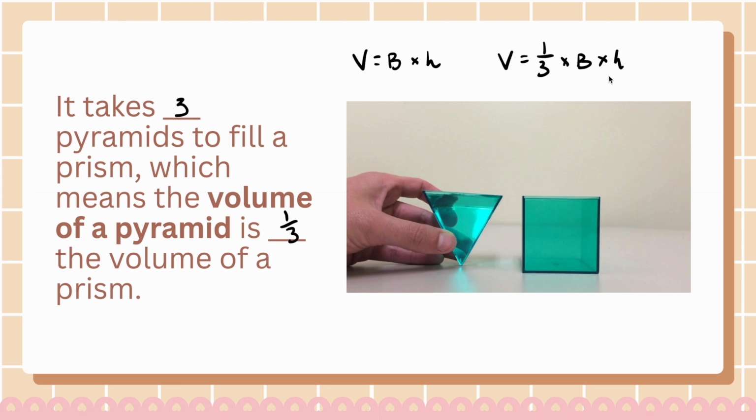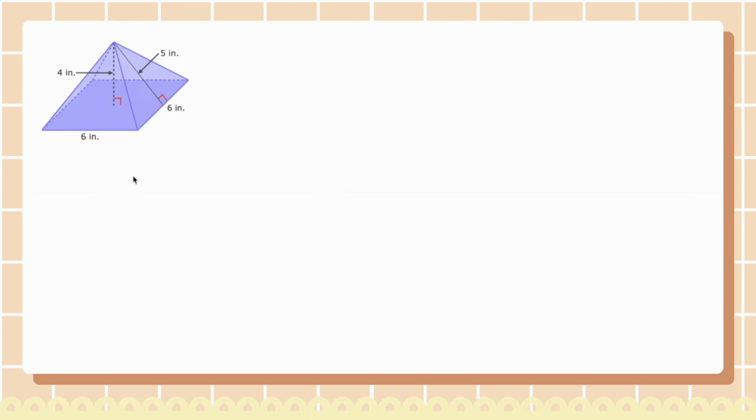Another way that you can think about this is if we take the area of the base and the height and just divide everything by 3. Keep this in mind for later when we're solving for the volume of our pyramids. Alright, so here's an example of a square pyramid. Let's go ahead and start by solving for its surface area.